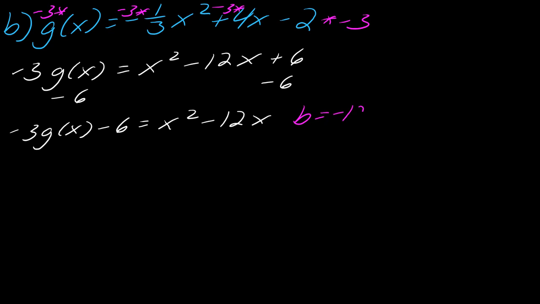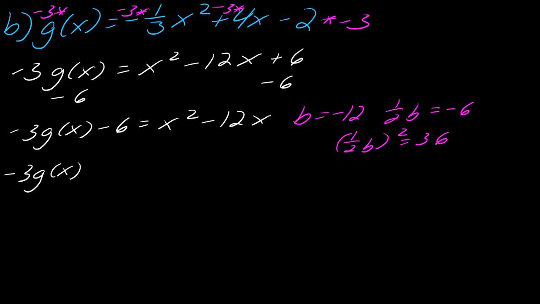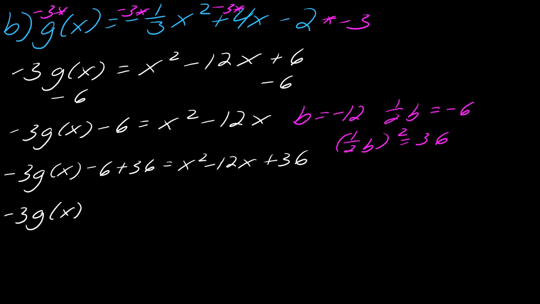So in this case, my b will be -12, my half b will be -6, and therefore my half b squared is equal to 36. So this will be -3 times g of x minus 6 plus 36 equals x squared minus 12x plus 36. Now I can collect my like terms and go ahead and factor. So this will be -3 times g of x plus 30 equals x minus 6 squared.